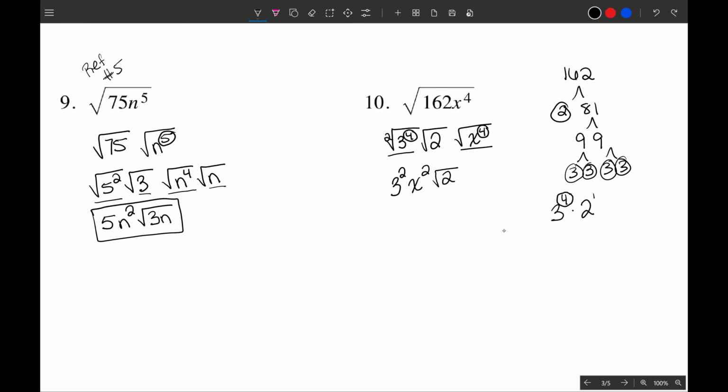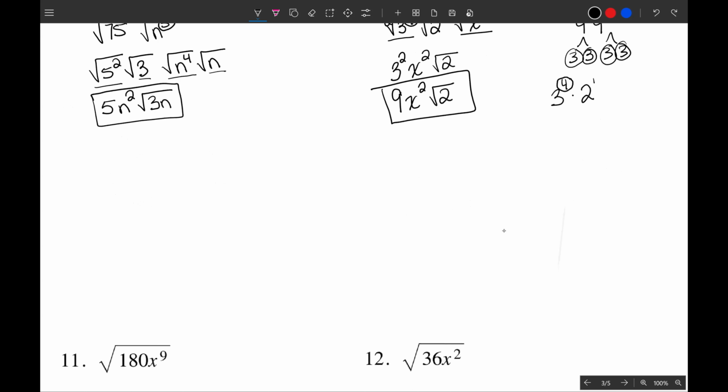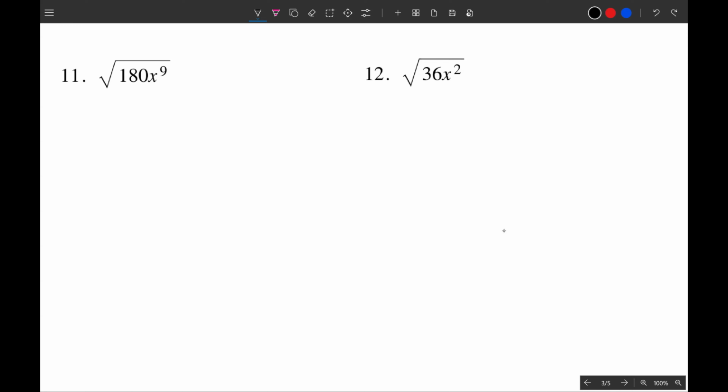And then I need to simplify this. 3 squared is 9. So I have 9x squared times the square root of 2. All right, 180.